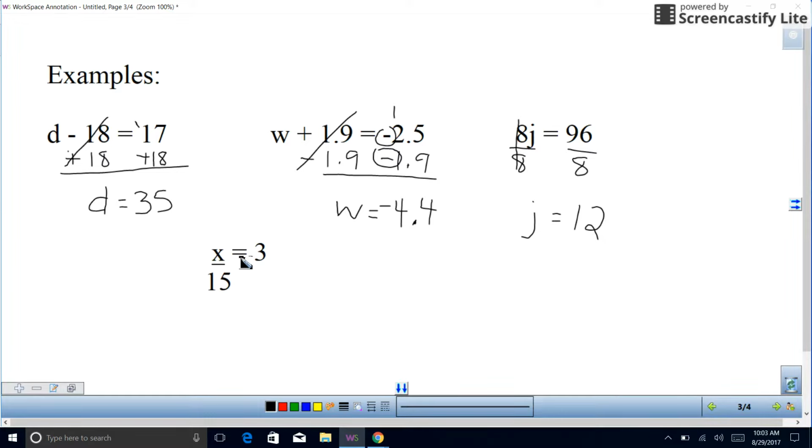Okay, my last one, if you have an equation that looks like a fraction, well, that's division. What is the inverse of division? Multiplication. So I'm going to multiply both sides by 15. Okay, that's going to make my 15s cancel out. So I'm left with x on the left side, and 3 times 15 is 45. And again, on any of these equations, to check your work, substitute your answer for your variable and see if you get the same answer.